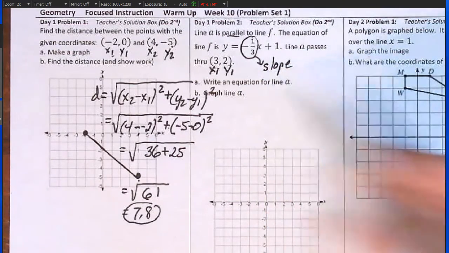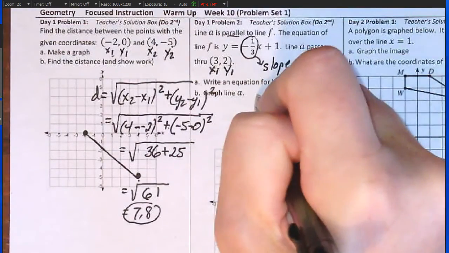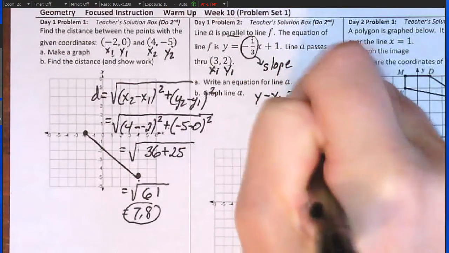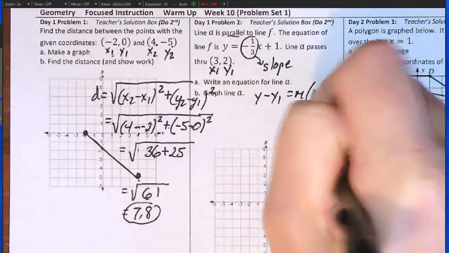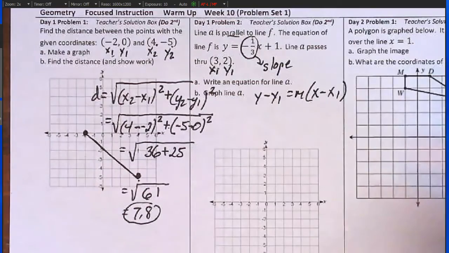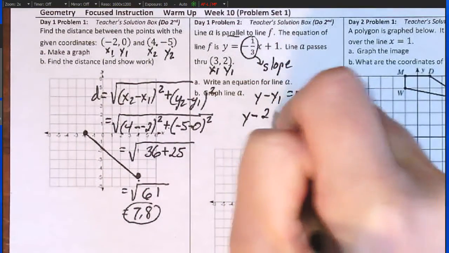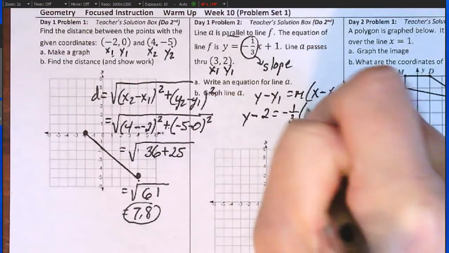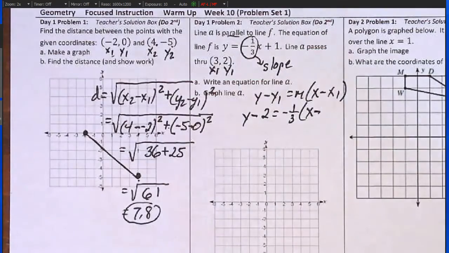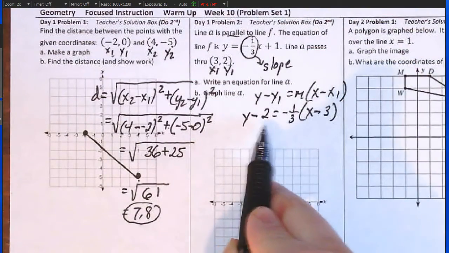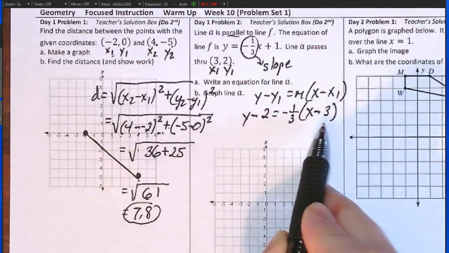We're asked to write an equation for line A. So we start with the point slope formula. Y minus y1 equals m times x minus x1. And make substitutions into that formula. Y minus, for y1, that's 2. For m, that's negative 1/3. X minus, for x1, it's 3. Here is an equation for line A.